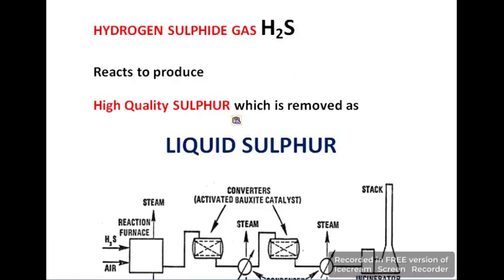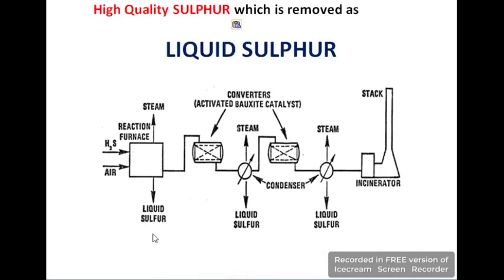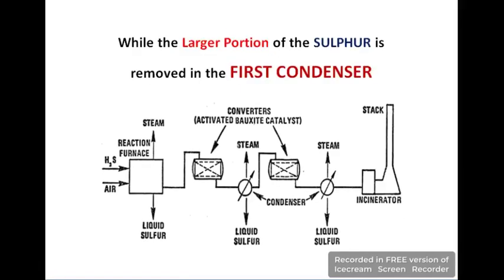As a result of this reaction, hydrogen sulfide gas produces high quality sulfur in the form of liquid sulfur. So here you can see there are three exit points and all sulfurs are in liquid phase. Now observe this flow sheet and you will find two condensers. These are two circles which are indicating condensers. So a large portion of sulfur is removed in the first condenser.